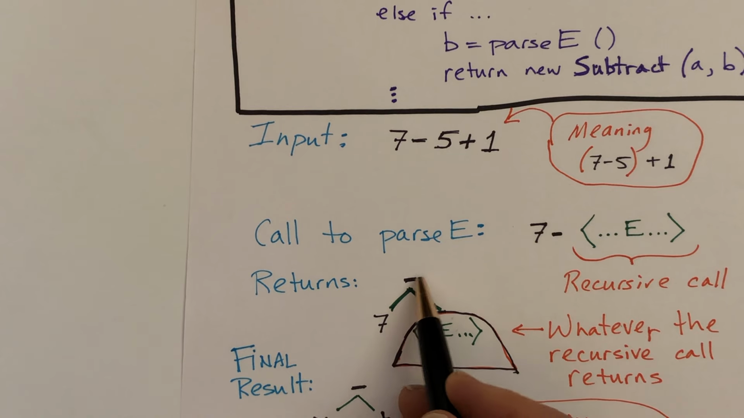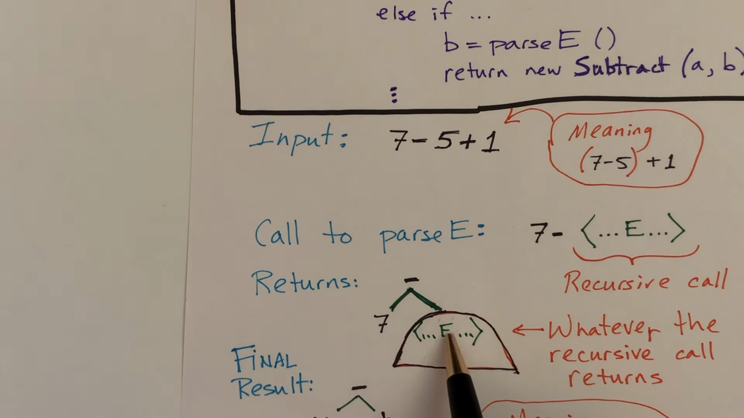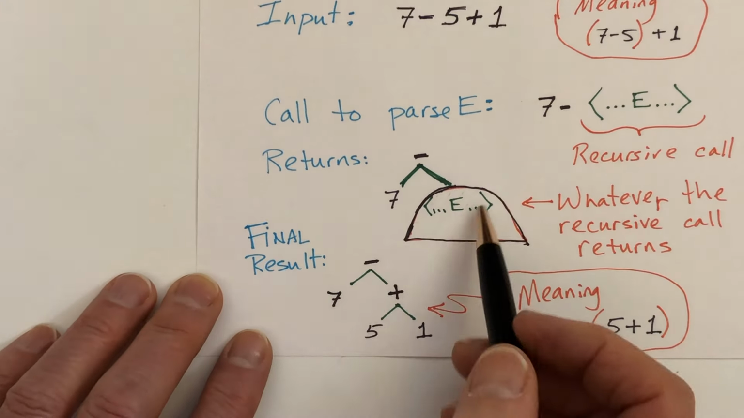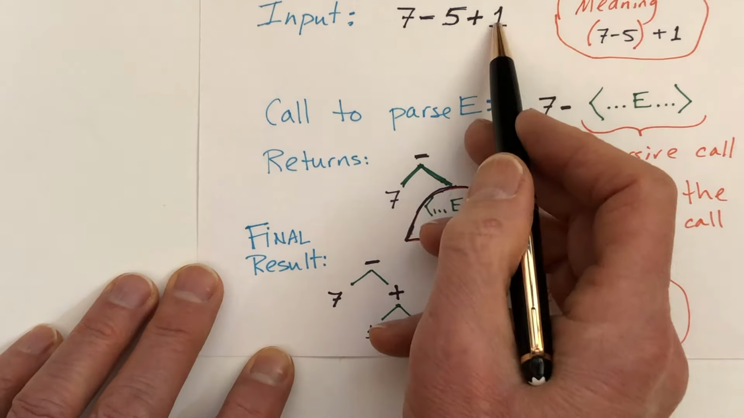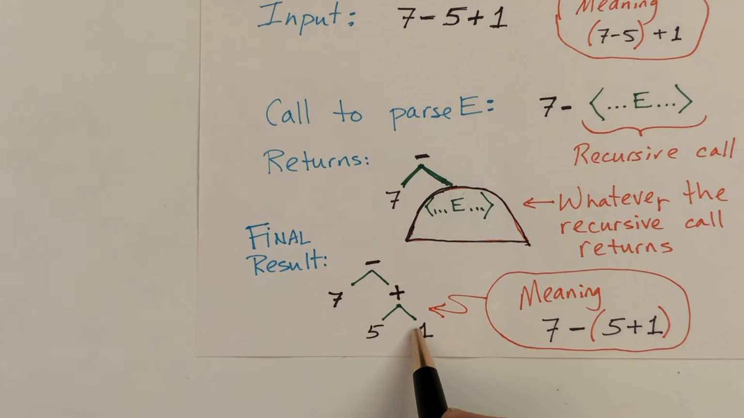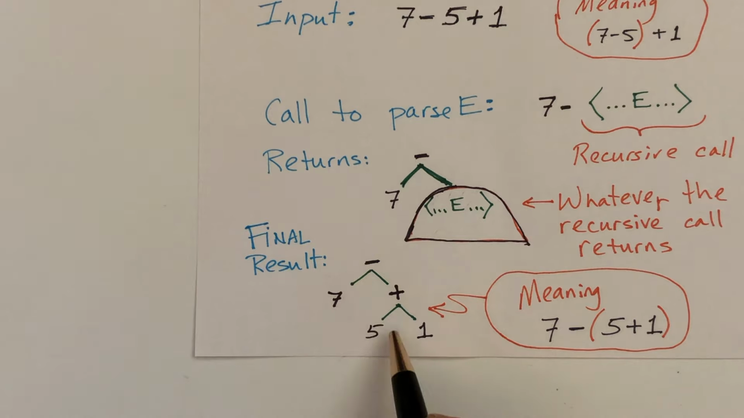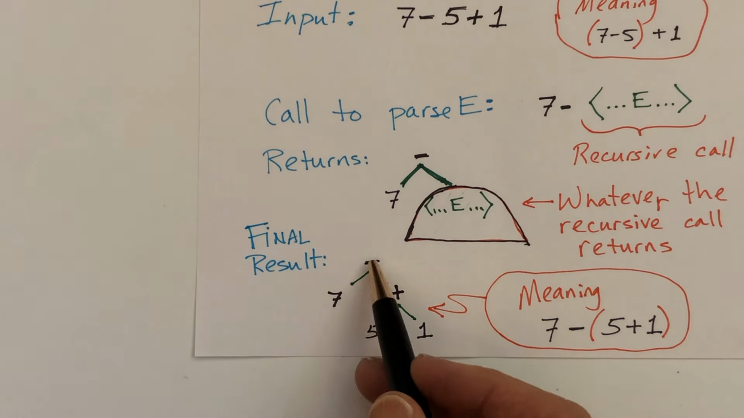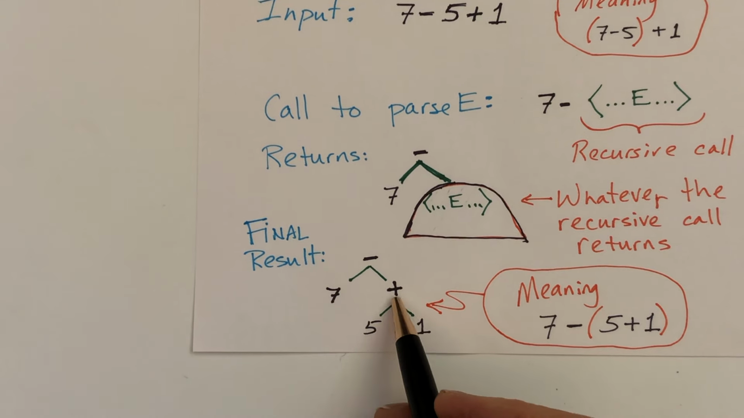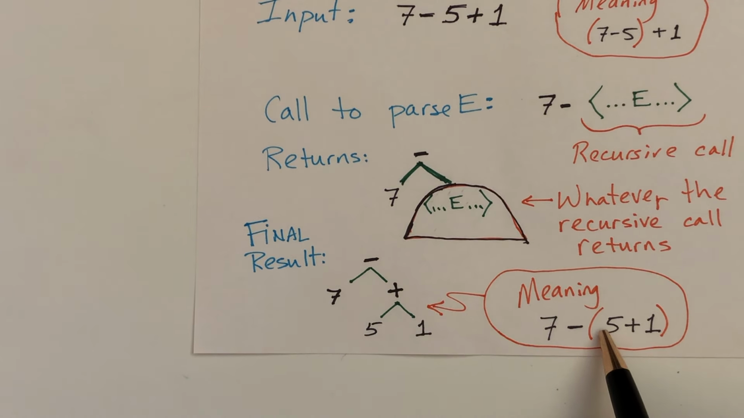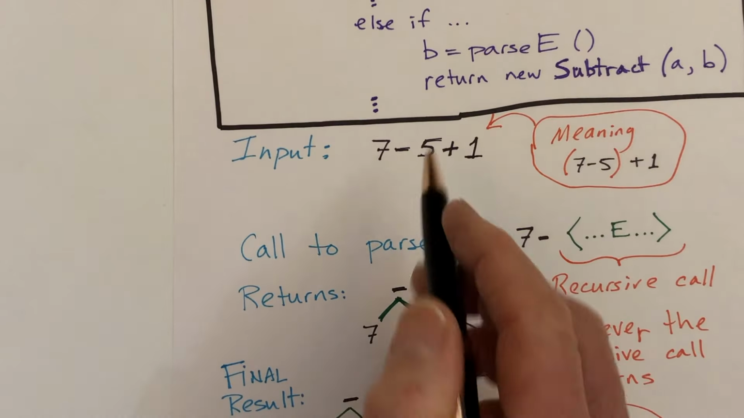Minus sign at the root, 7 on the left, and then everything else on the right. So assuming that the rest of the expression is parsed, and that's 5 plus 1, so we have 5 plus 1 here, and our final result will be this. But this tree has this meaning. It means take 7 and subtract the result of adding 5 plus 1, and that is not the correct interpretation of our input.